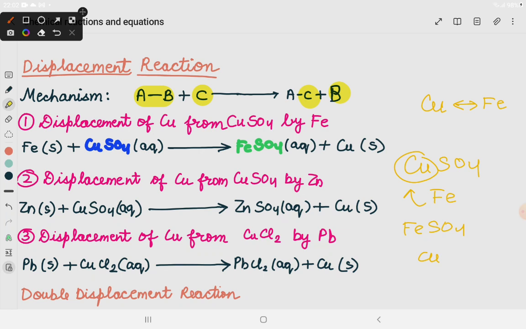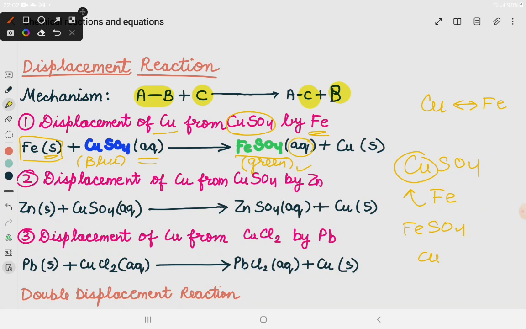Now you can see here that when we displace copper from copper sulfate by iron, so now what is happening, you can see iron is in its solid form. Now here is copper sulfate. Now copper sulfate is of blue color, that's why I have colored it blue. It is of blue color and it is aqueous. Now what will happen is, after some time the reaction will take place, and the whole solution will turn green color. Now why is it green? Because iron sulfate has formed. Iron sulfate's aqueous form is green in color.